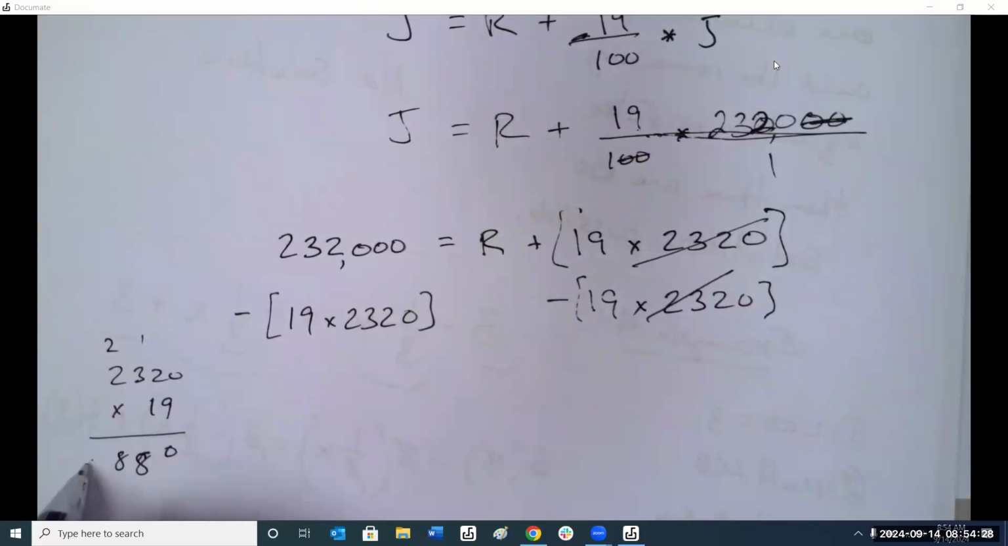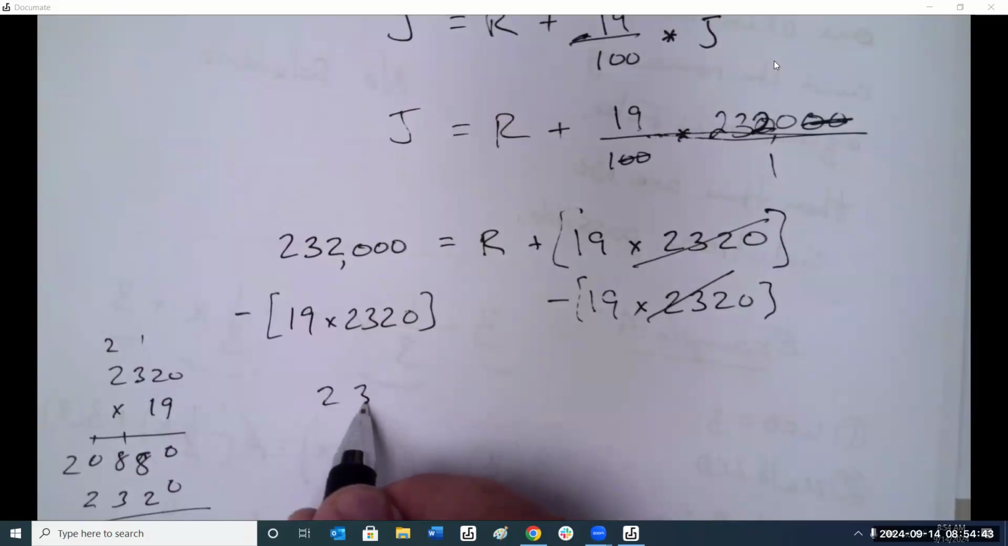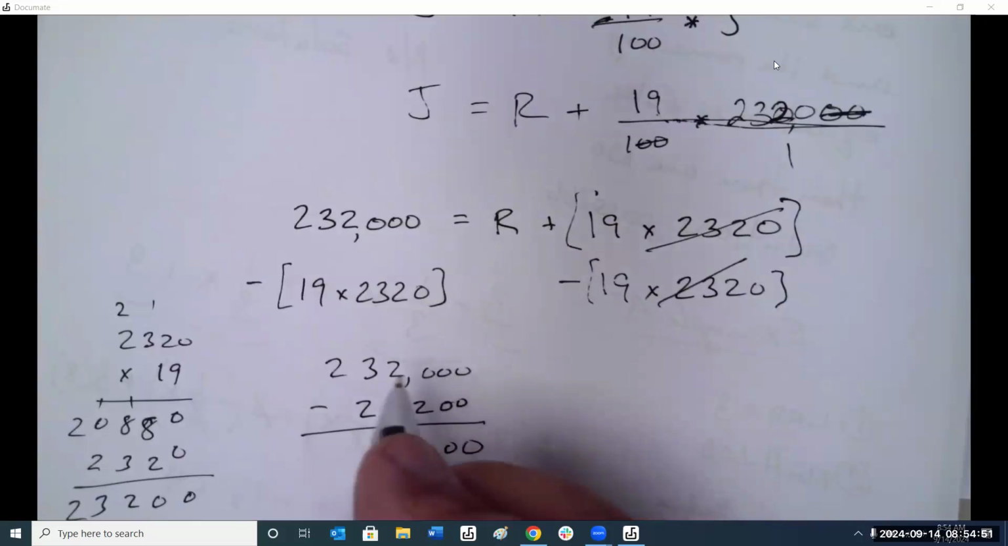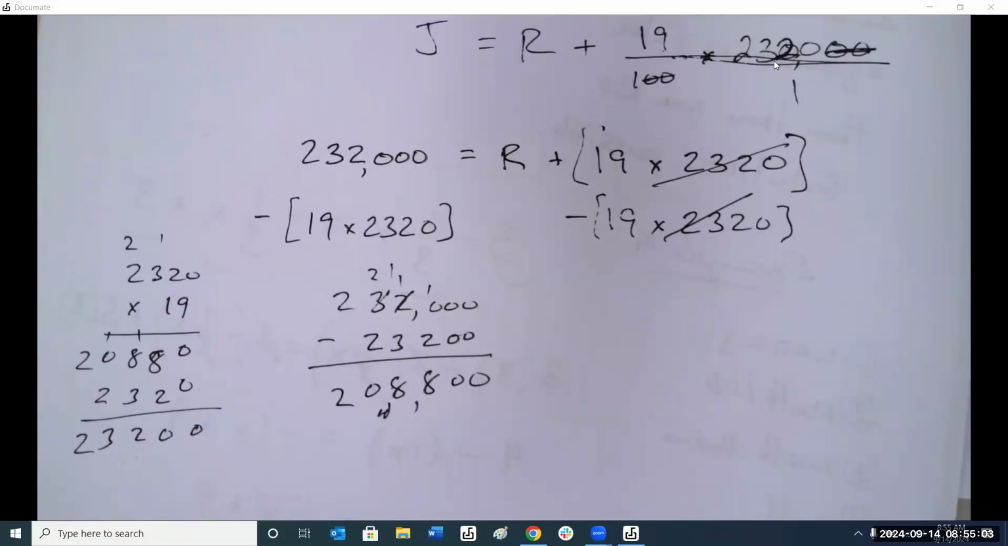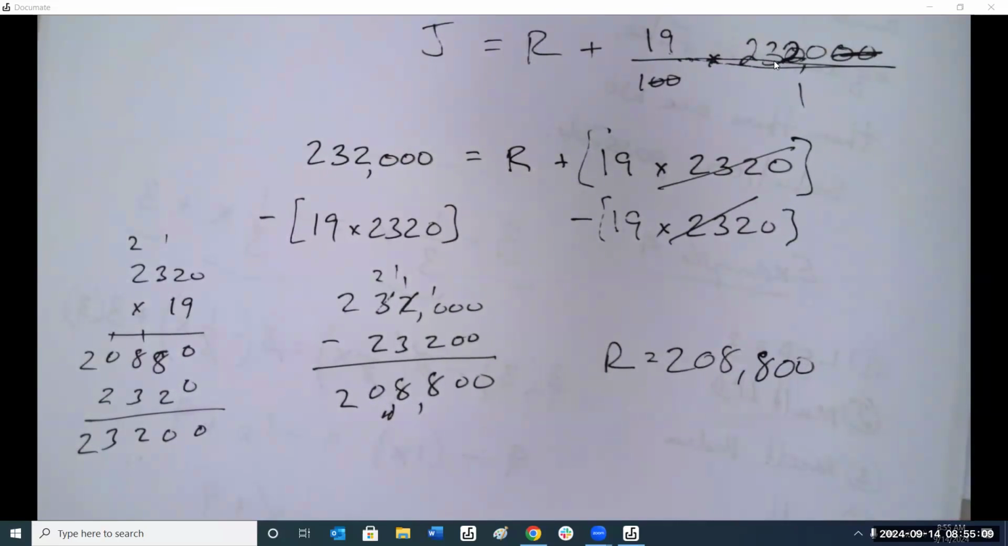So it's 232,000 minus 44,080. So the Japanese language, I mean the Russian language, has 208,000 words.